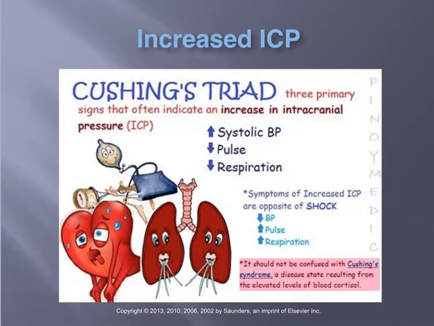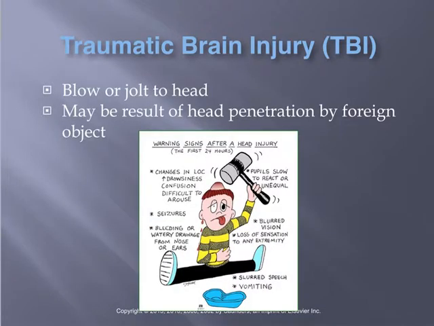Okay? So that was a lot about strokes and increased intracranial pressure. From there, let's touch base on traumatic brain injuries. These happen with a blow or a jolt to the head. It could actually be caused by something penetrating the head too. That being said, if it's a traumatic brain injury, for example, if your patient has a skull fracture, we have to monitor for bleeding.